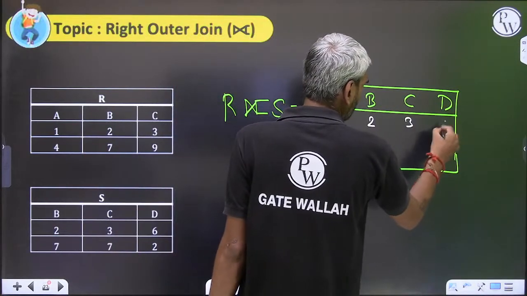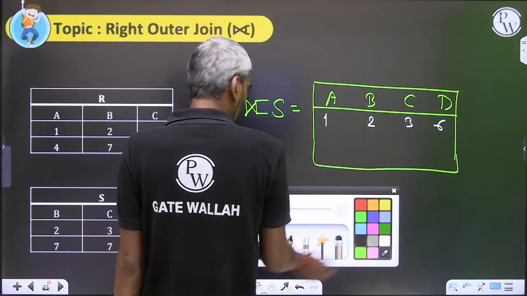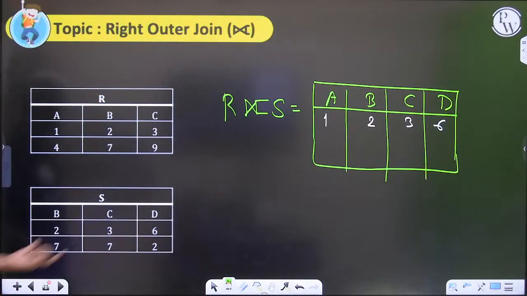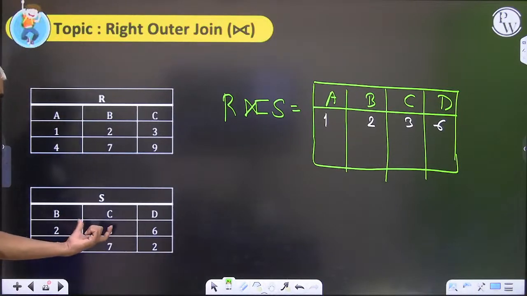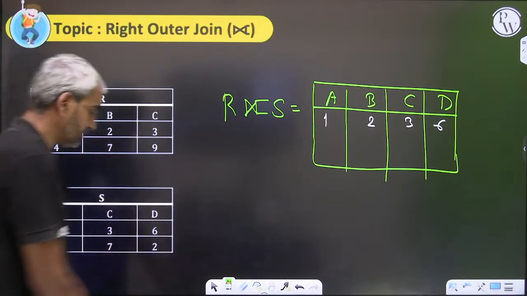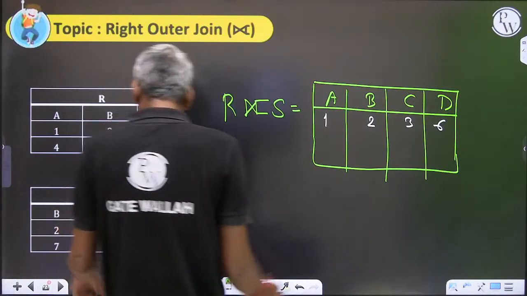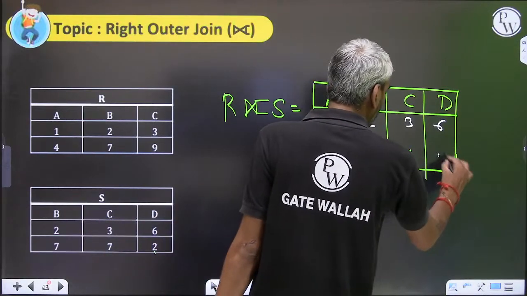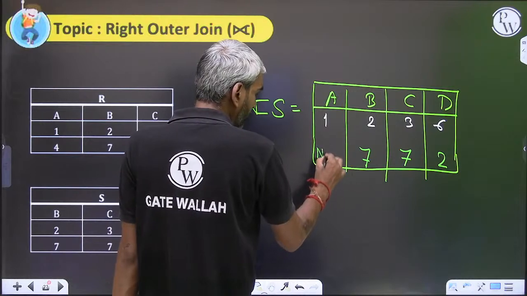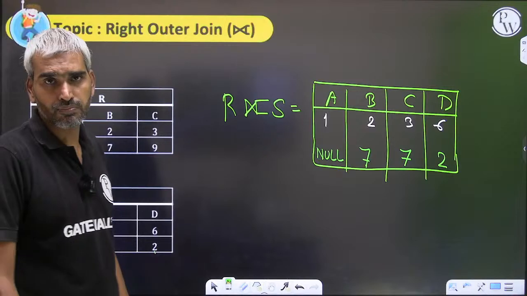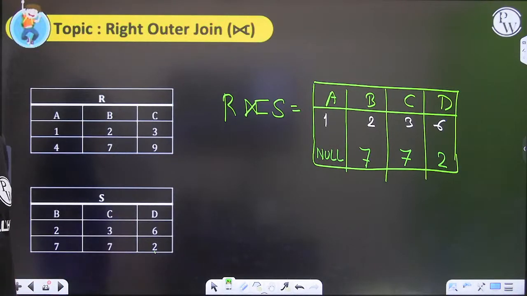You will get the tuples 1, 2, 3, 6. Perfectly fine. But there are some tuples in the right hand side relation which were not part of any join operation. So 2, 3 combined with this 2, 3 of relation R, but this 7, 7 did not combine with any relation. So the value of B will be 7, value of C will be 7, and value of D will be 2. But there is no attribute A in relation S. Therefore, in place of A, you will have to put a null value in the right outer join.